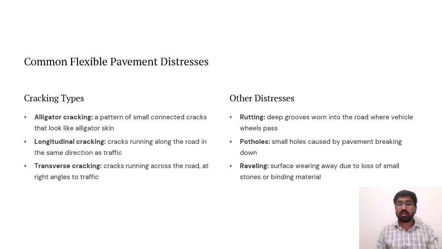Other distresses: rutting, deep grooves in the road where vehicle wheels pass. Potholes, small holes caused by pavement breaking down. Raveling, surface wearing away due to loss of small stones or binding materials.